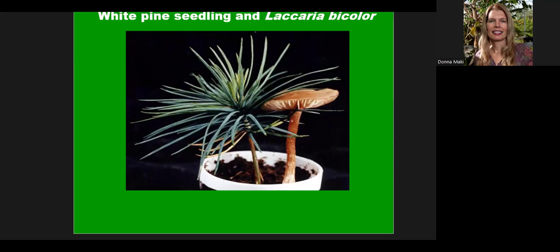Yeah, because yeast plays a part in it as well, correct? We'll talk about lichens. There's yeast involved in lichen formation. Sorry, yeah, we'll talk about that too.